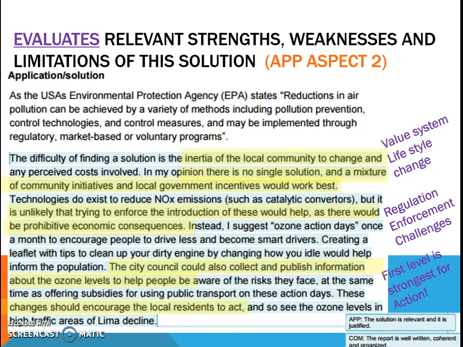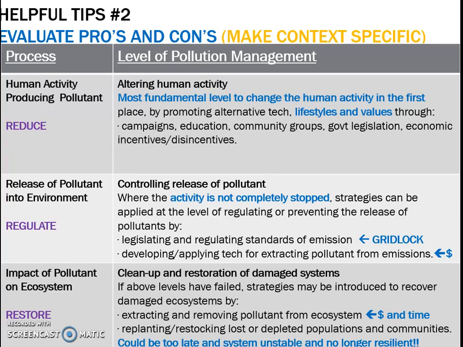To encourage you to be good about this evaluation, there's that pollution management diagram again, and now I have color-coded the parts that are pros and cons. So that first level, again, remember, reducing the pollutant in the first place is the most fundamental to actually fixing the pollution or whatever the problem is, but remember, it's going to have lifestyle and value problems. That middle one, regulation, is not completely stopping the pollutant in the first place. There is regulation gridlock. We know in the U.S., Congress and Senate are very unlikely to always agree on stuff. Things are really expensive to make, like a new technology.